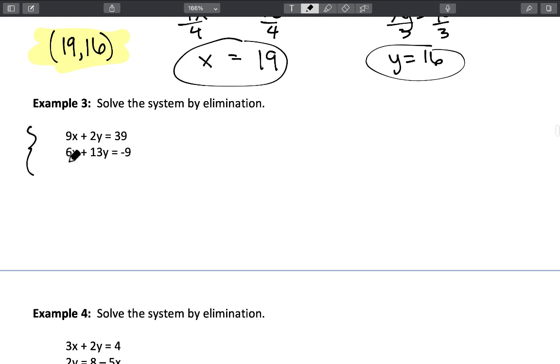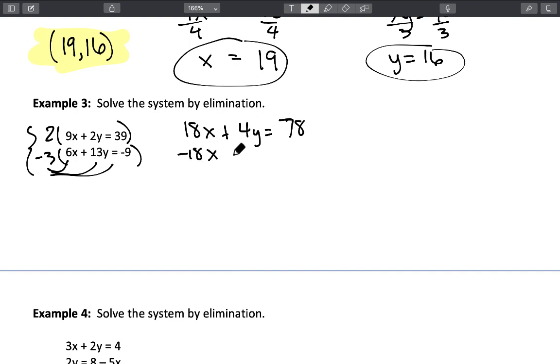All right, if I take a look here, I can see that I don't have that coefficient again. So we're going to multiply both of these. Now we're going to create an equivalent equation by multiplying the top one through by 2 and the bottom one through by -3. And again, hopefully you'll see what we're doing here. All right, that gives us 18x plus 4y equals 78. On the bottom side, we got -3 goes to each of those, and then we're going to end up with -18x minus 39y is equal to 27.